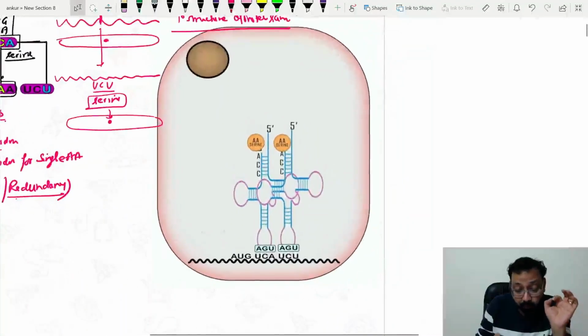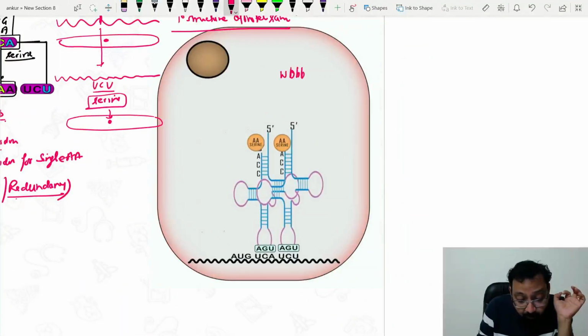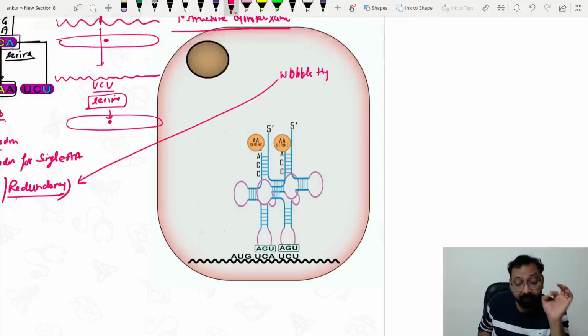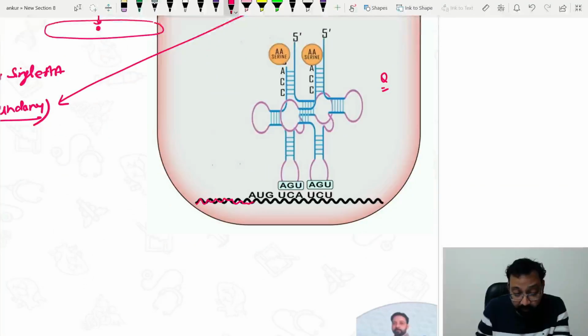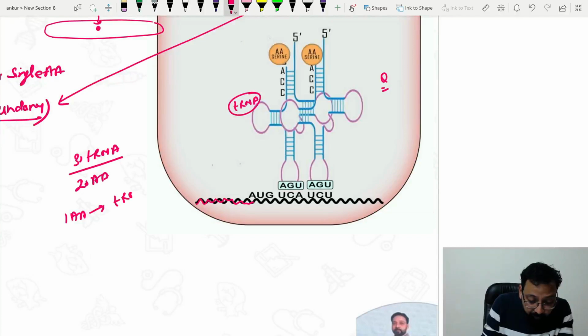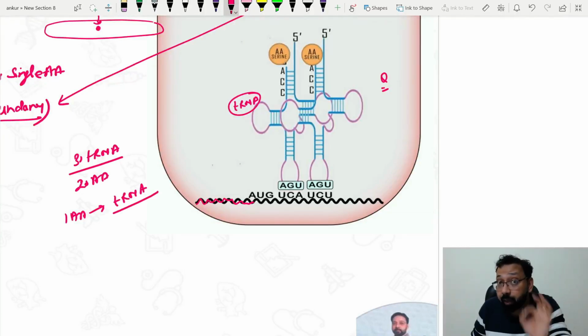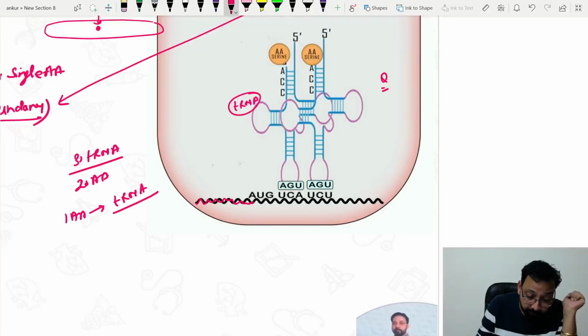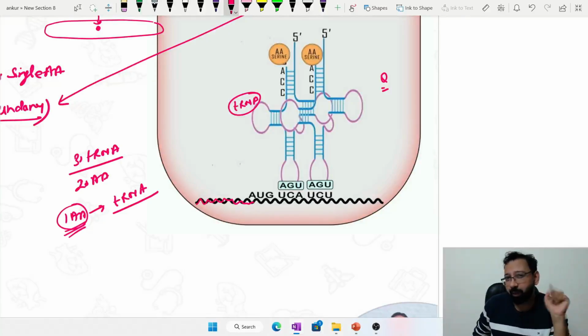Because they have asked one question about the Wobble hypothesis. Wobble hypothesis is possible because of degeneracy or redundancy of codon. A recently asked question: suppose this is messenger RNA, this is transfer RNA. First question, how many transfer RNAs? 31 transfer RNAs are there for 20 amino acids. Each amino acid has its own transfer RNA, and one amino acid may have more than one transfer RNA.